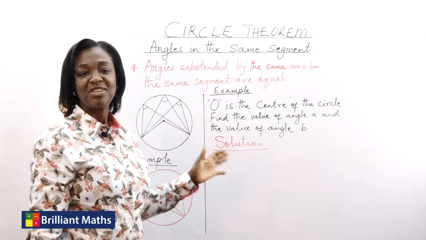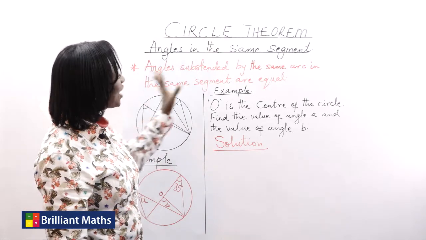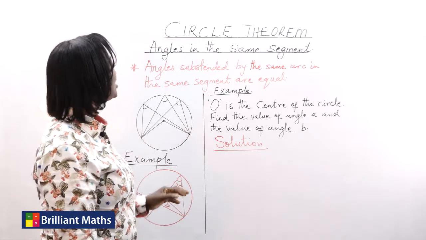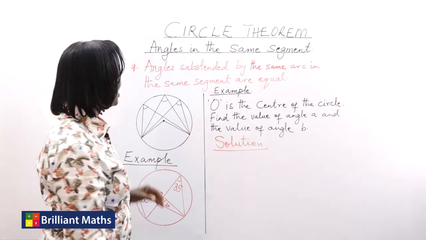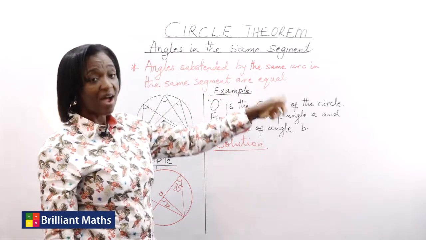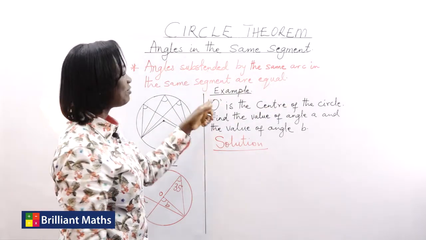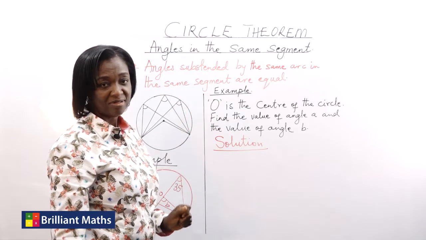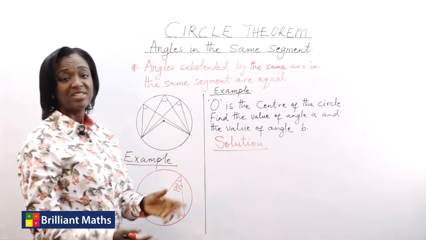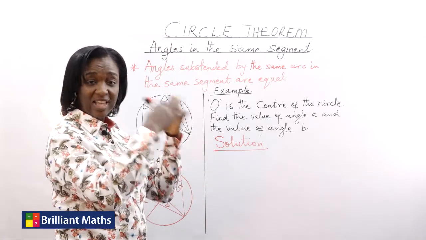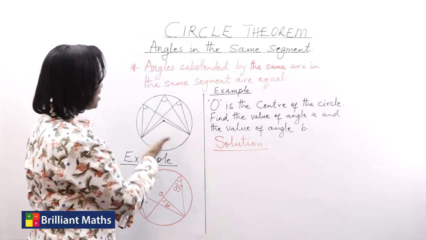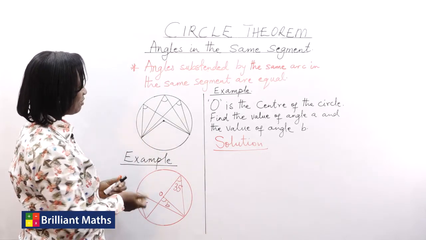In this part of the lesson, we want to look at angles in the same segment. What does the theorem concerning angles in the same segment say? It says angles subtended by the same arc in the same segment are equal. Very easy theorem. If the angles are subtended by the same arc and they are in the same segment on the circumference, they are equal. So we have an example of angles in the same segment.